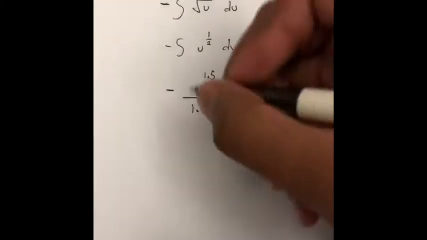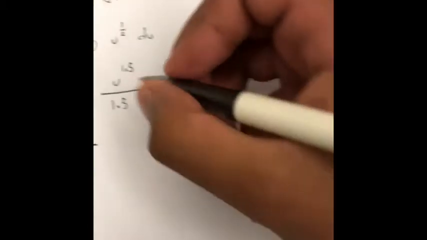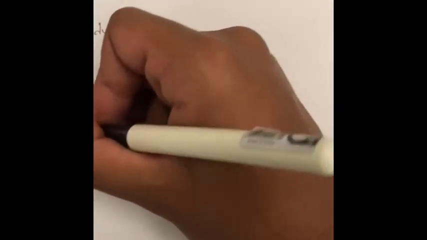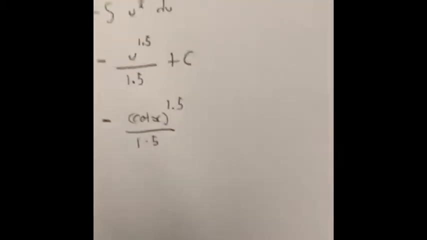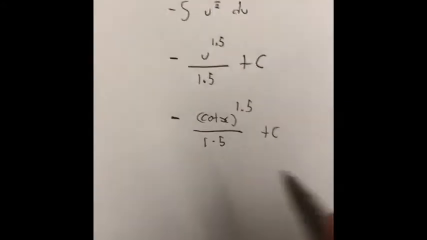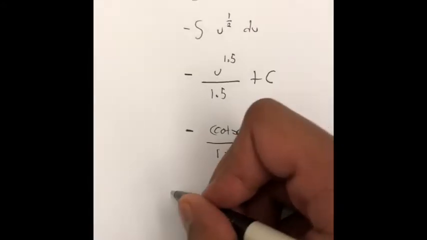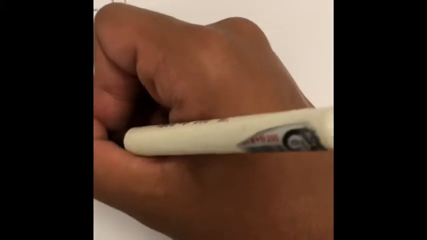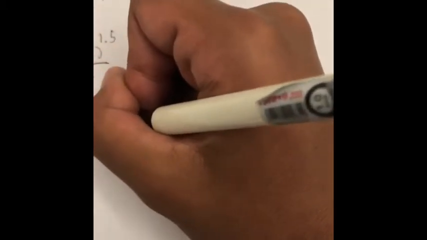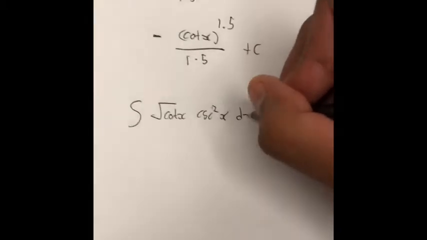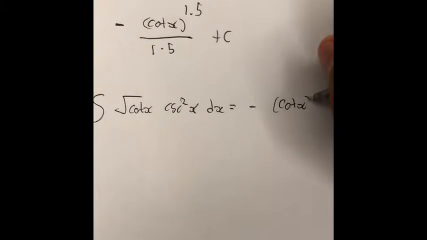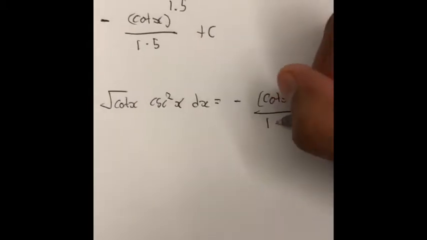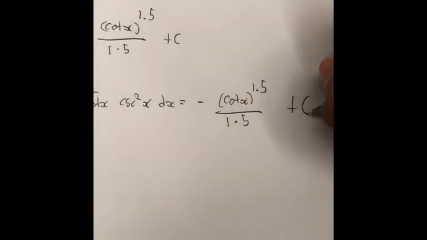Now we replace the u in the equation, and the u is cotan x. So cotan x to the power 1.5 divided by 1.5 plus c. This is the final integration of square root of cotan x cosecant squared x dx equals negative cotan x to the power 1.5 over 1.5 plus c.